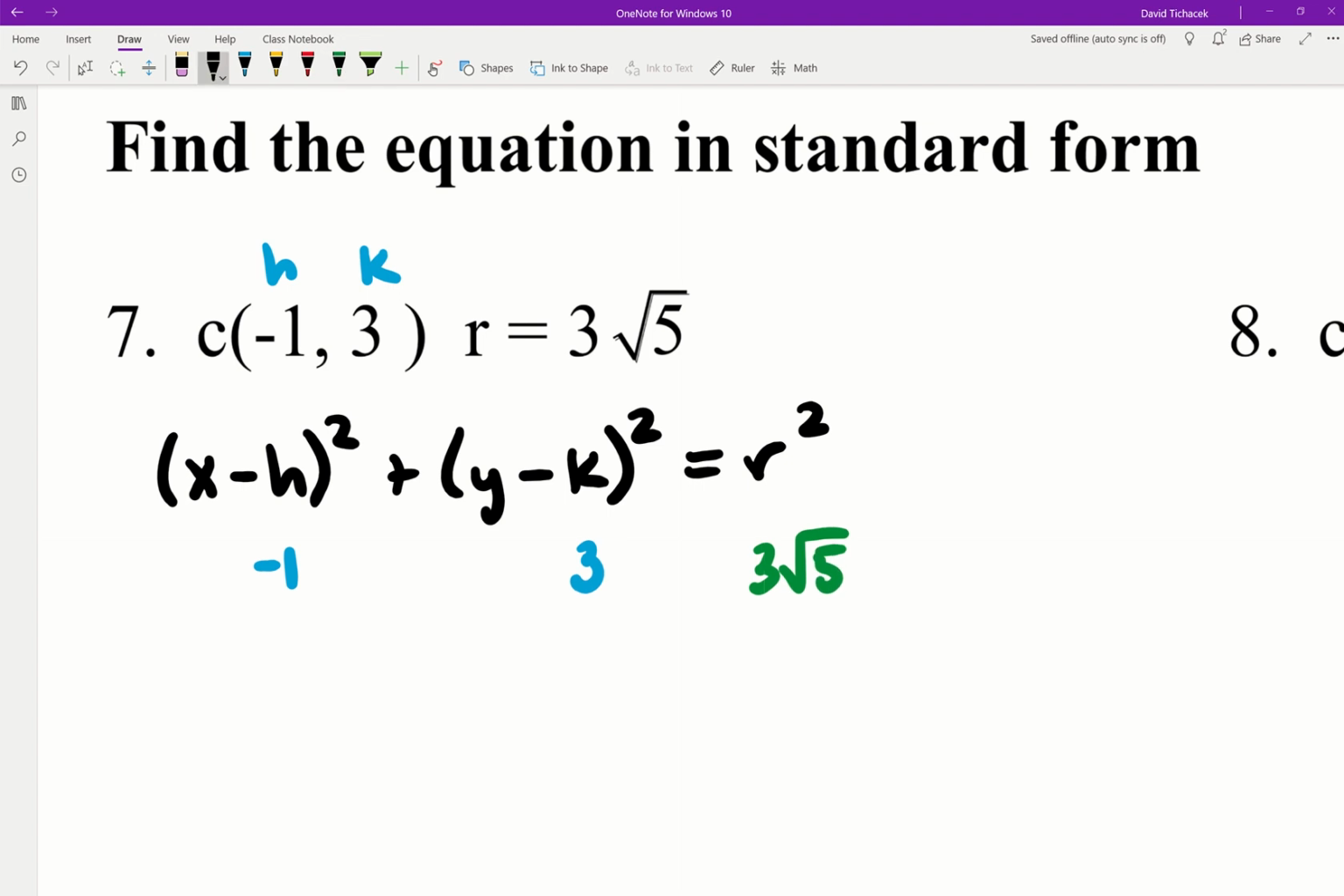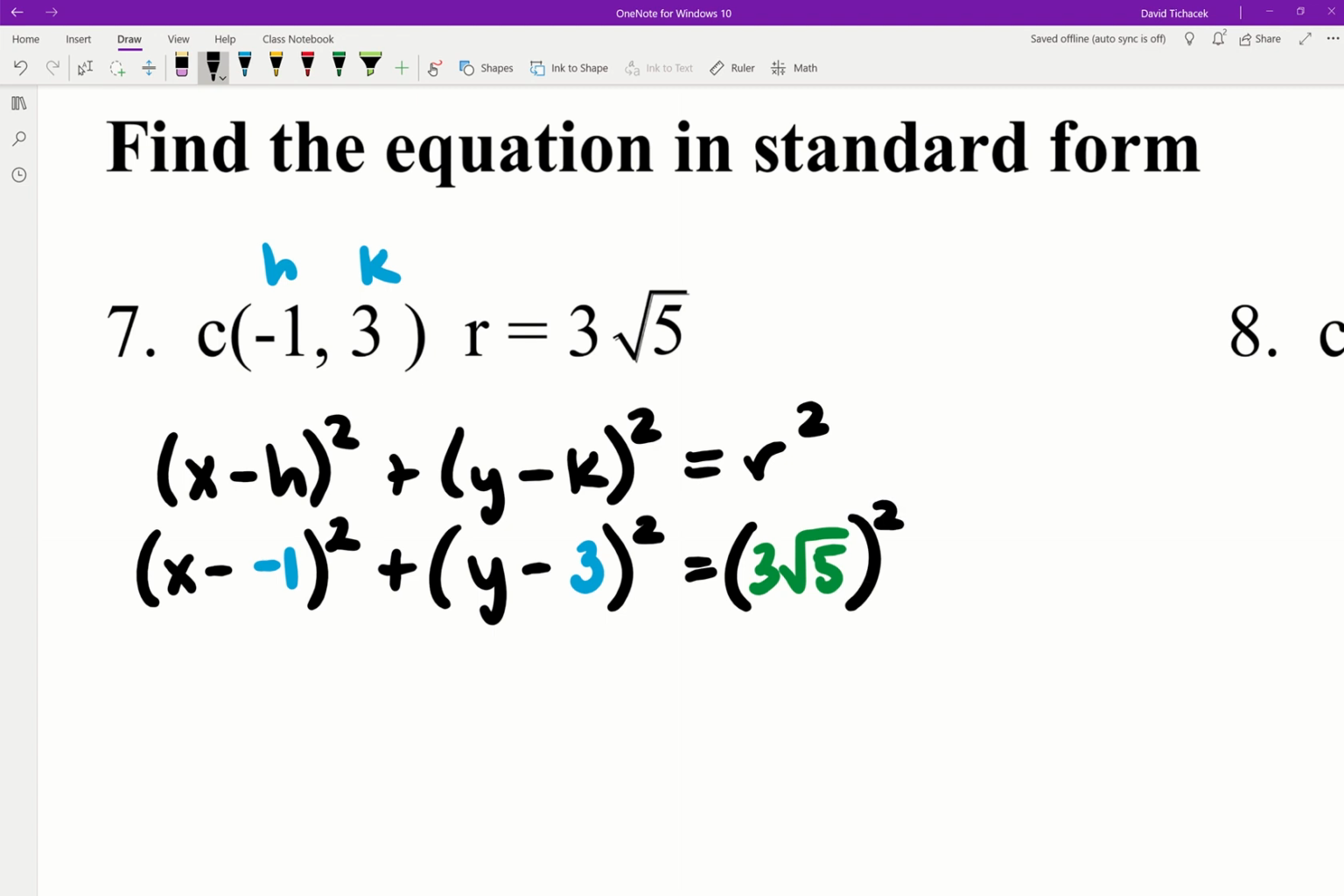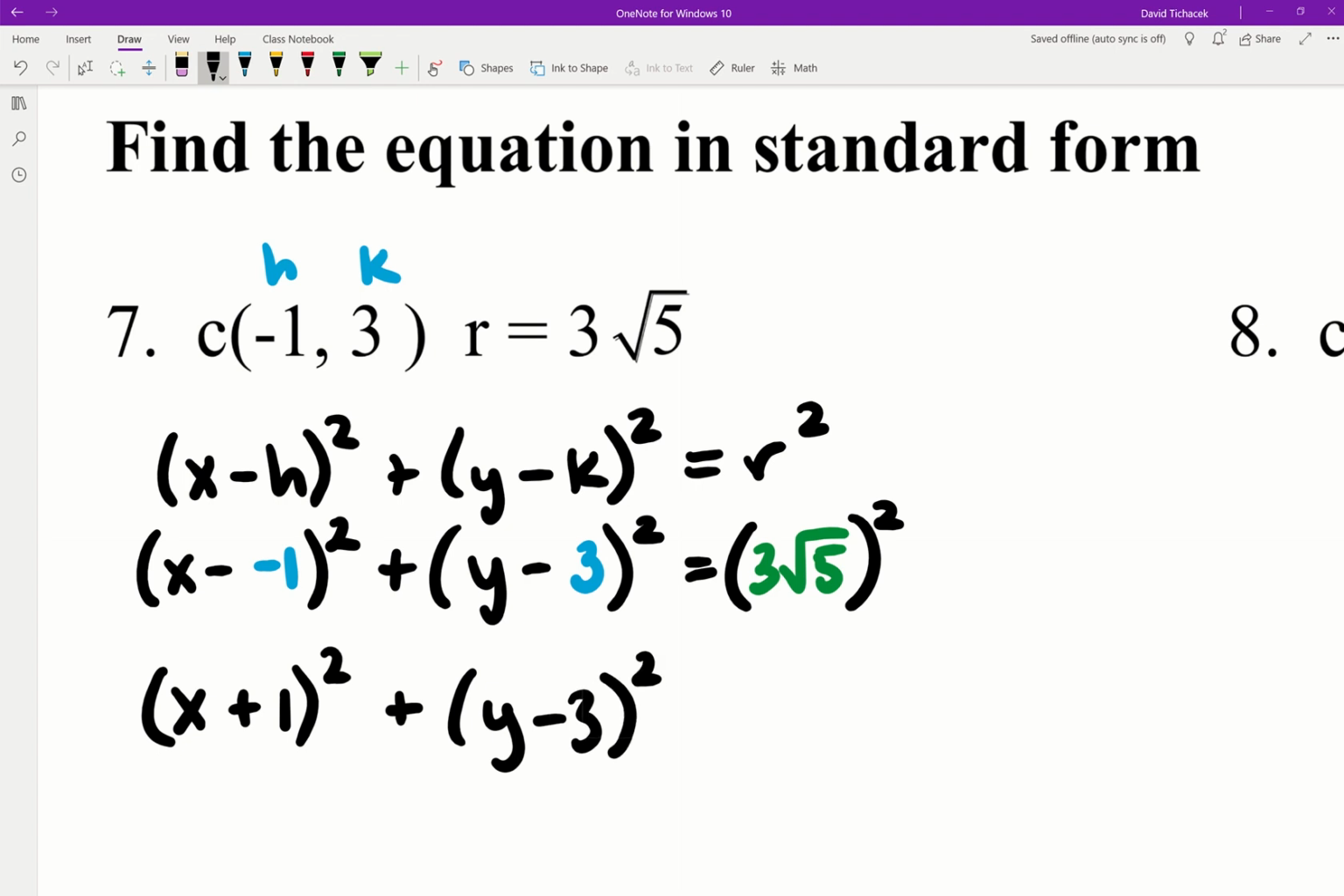So if I plug in all my stuff, that was x minus the h value, which was -1, squared, plus y minus the k value, which was +3, squared, and that is equal to that radius squared, okay? So let's go ahead and do some cleaning up here. In my x group up there, I have x minus -1. We can, of course, change that to x plus 1 squared. And then y minus 3 squared is not going to be something that can continue to simplify.